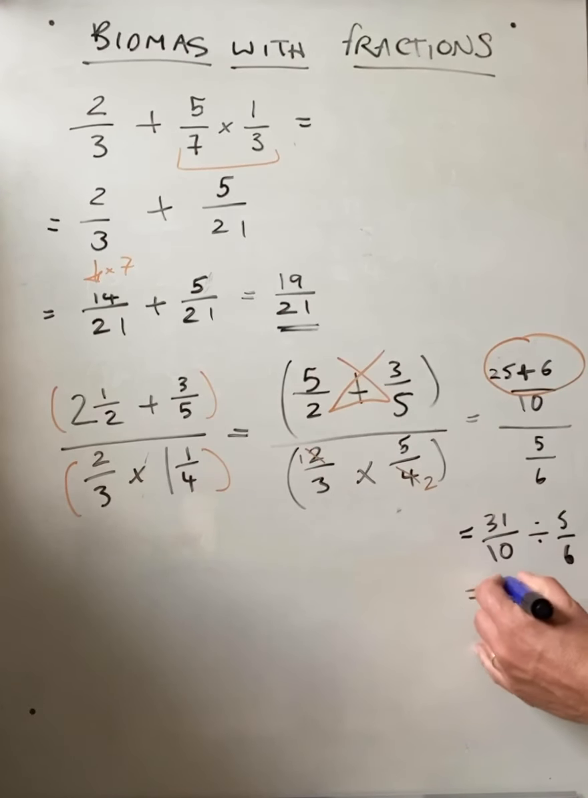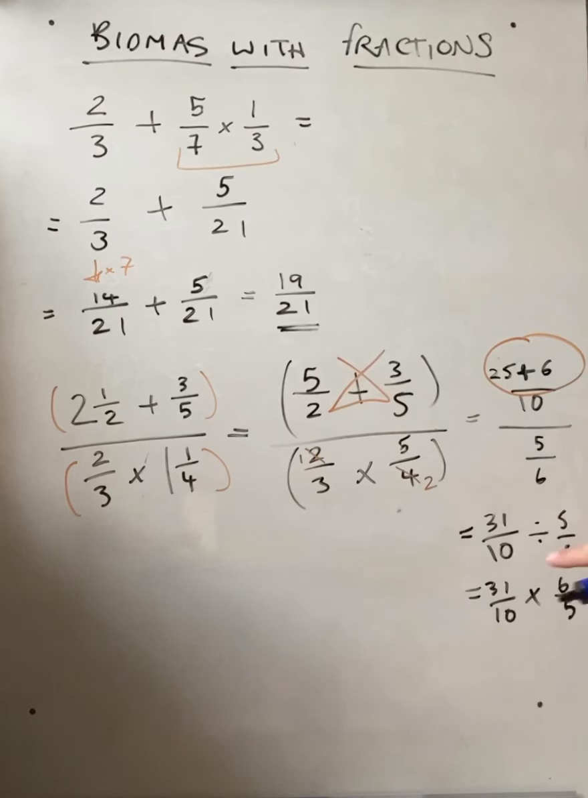So that stays as 31 over 10. You flip the second fraction over, that was the reciprocal. So that becomes 6 over 5 instead of 5 over 6. And you change the sign to a times. And before we do the timesing now, we check if we can cancel. 31's prime, so I can't cancel there. But I can cancel a little bit with that 10 and that 6, because they're both even numbers. I can change that to a 5 and that to a 3. And I think that is pretty much all I can do.